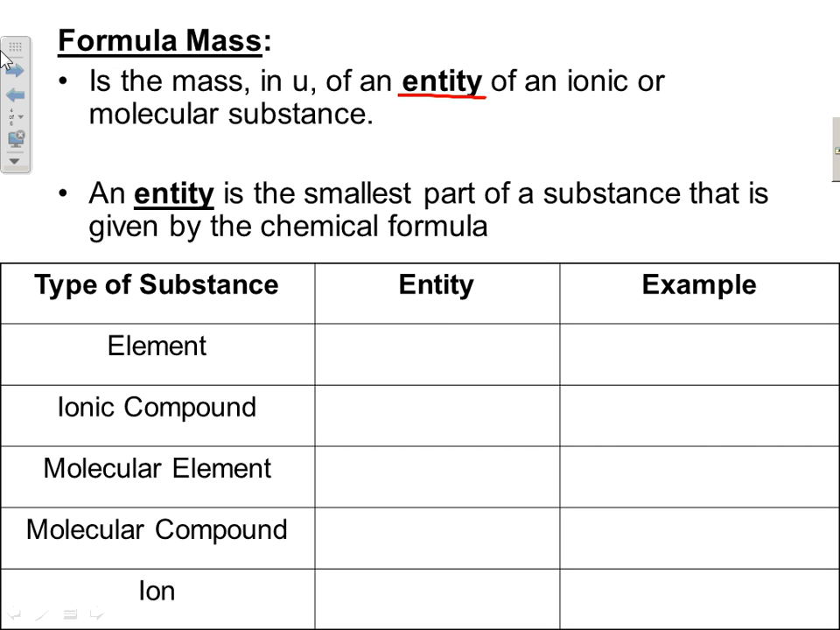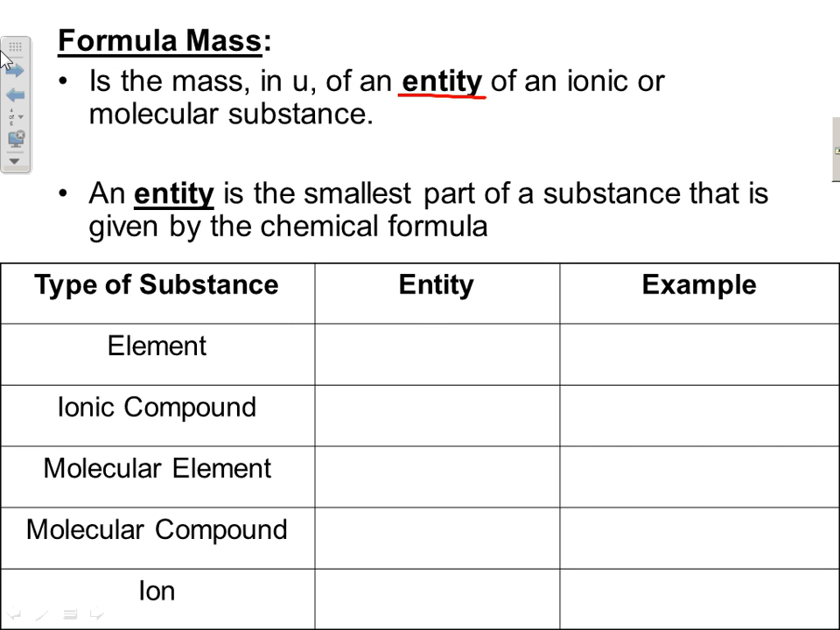So the formula mass, essentially it's the mass of the formula of whatever we're talking about. Now these entities are the whatever we're talking about. Sometimes we talk about ionic substances. Sometimes we talk about molecules. Sometimes we talk about atoms. And sometimes we talk about ions. And those are essentially what we consider entities in the chemistry world. They're the tiny little things that we deal with as chemists, the little groups of atoms that can group together in some way.